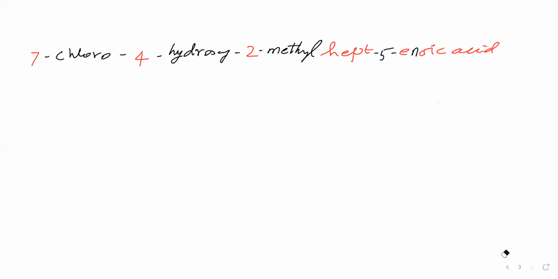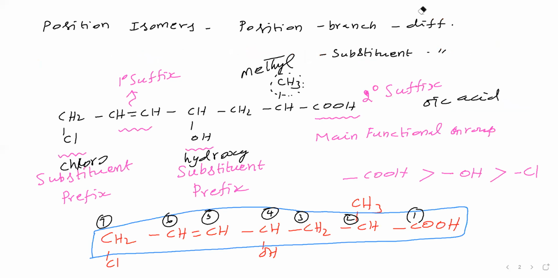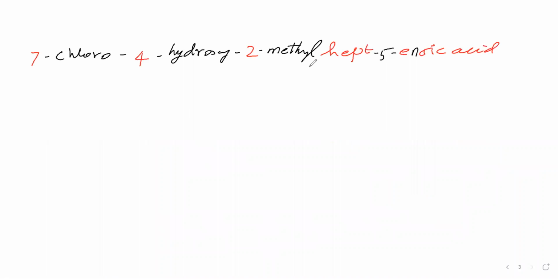Now this carboxylic acid position we need not say. Why? Because the carboxylic group carbon takes the first position, that's why we are not saying. If the position is number 1, then we need not mention that position. So the IUPAC name of this compound is so and so. The IUPAC name should always be one word. Therefore, without leaving a gap, we have written this name.